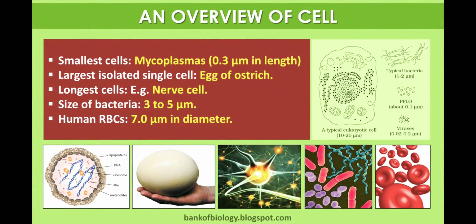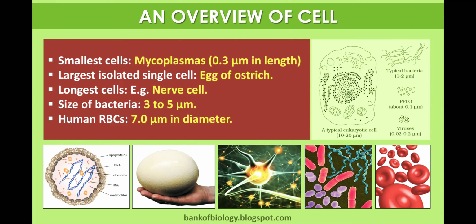Now there are small cells and larger cells present in the body. The smallest cell is the mycoplasma, which is 0.3 micrometer in length, and the largest isolated single cell is the egg of the ostrich. The longest cell example is the nerve cell, which is spread throughout the body. The size of bacteria is 3 to 5 micrometer, and the human RBC is 7.0 micrometer in diameter.